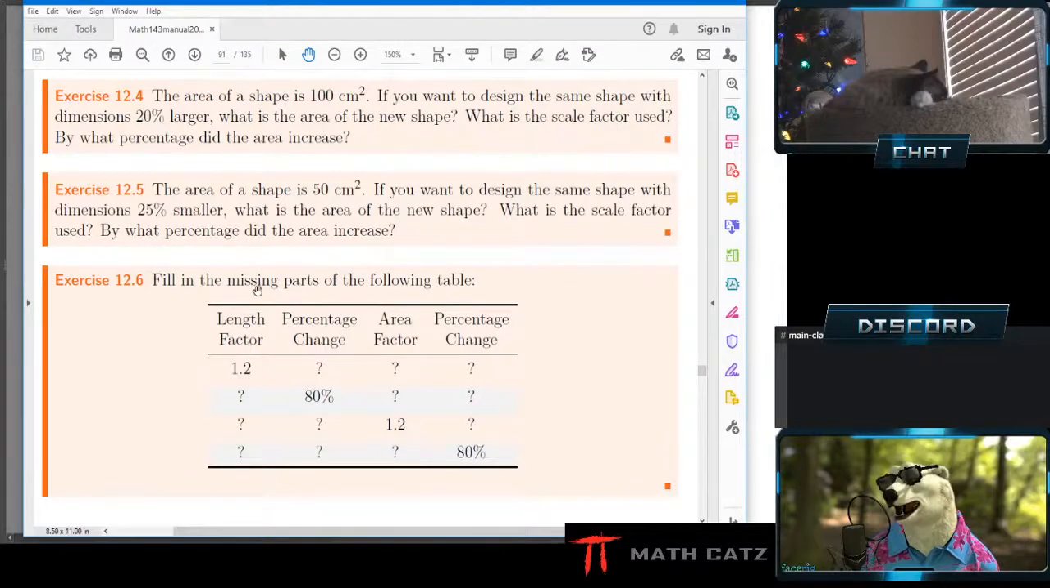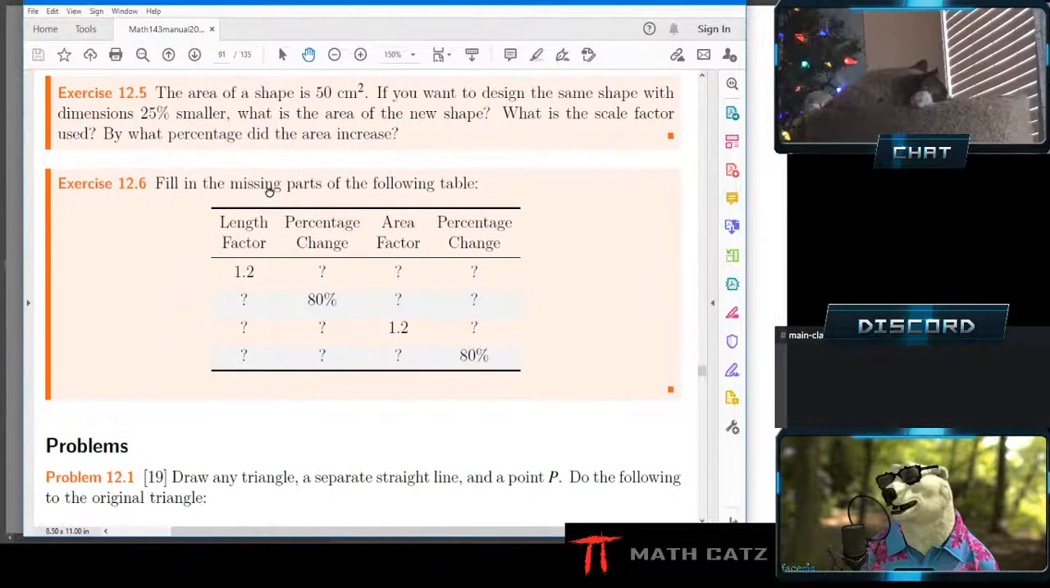Let's do one more example. Exercise 12.5. Very similar. And then we'll just take a breath and just think about how we feel going into the next session. And leave 12.6. And I'll say in a second what I want to do for 12.6.